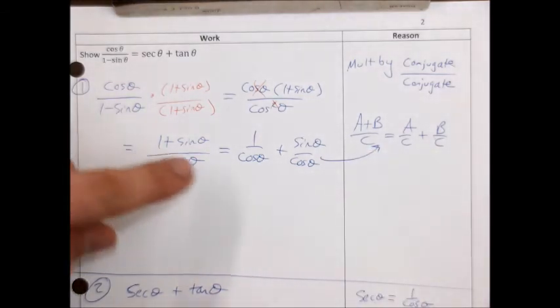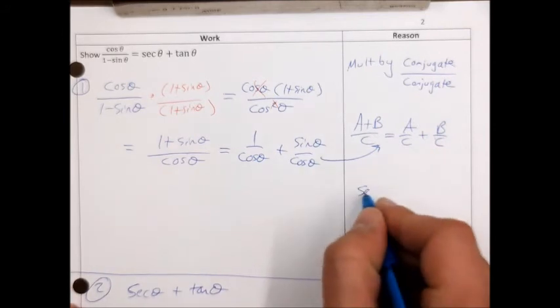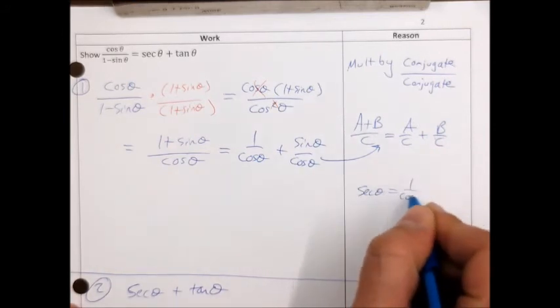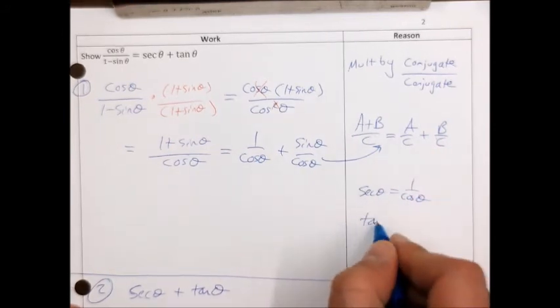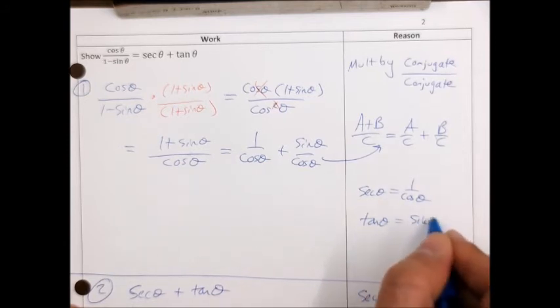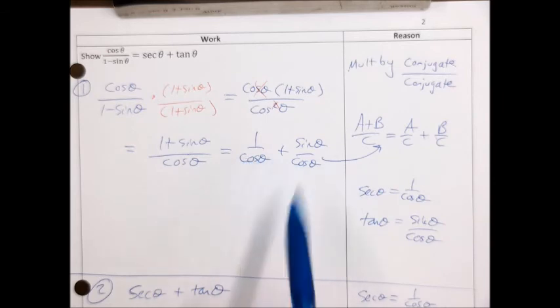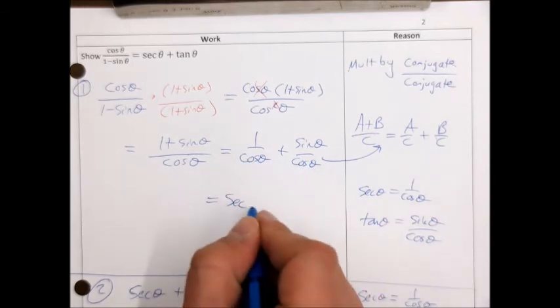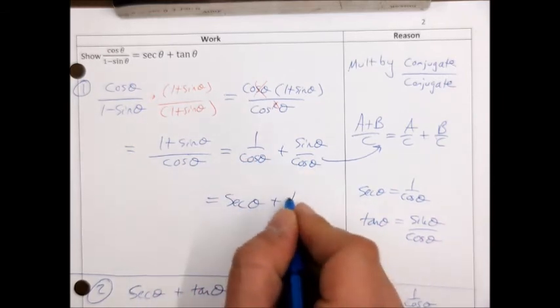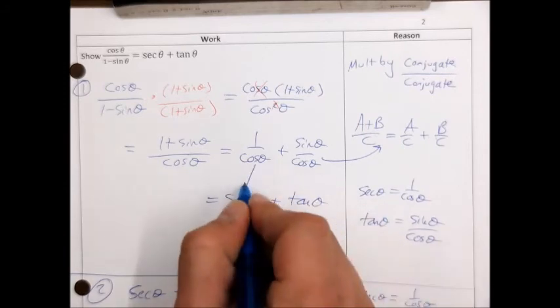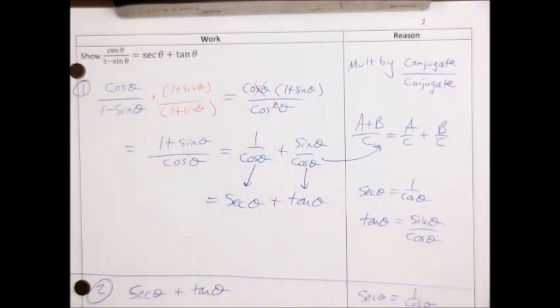And now, 1 over cosine I know is secant. And I know that tangent is sine over cosine. And so we get right to the answer because here's my secant and here's my tangent. Questions?